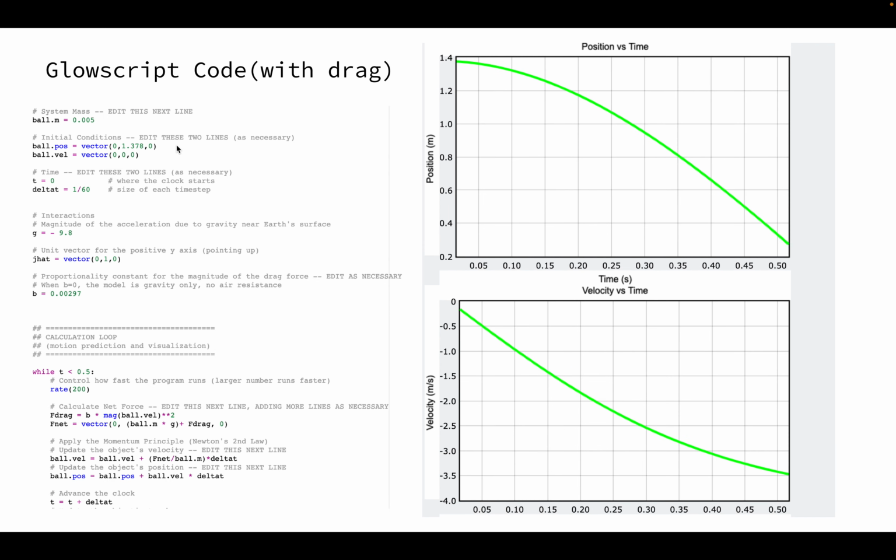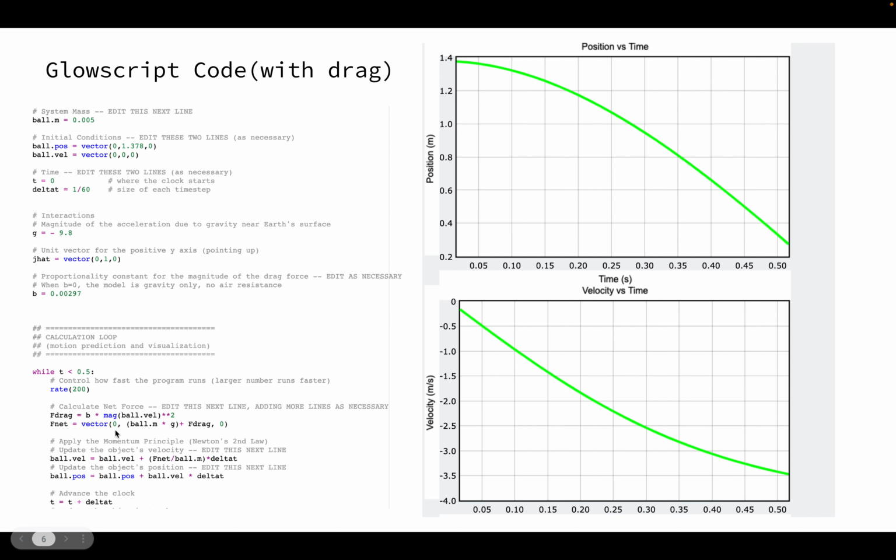Here's my GlowScript code with drag. As you can see, most things are the same. My position vector, which I didn't mention before, is 1.378. That is because that is my initial position in my Tracker video. But the only difference right here is that I have a drag constant of 0.00297, and I found this out by inputting drag values until I got a graph that was representative of the data that I got in my Tracker video. And as you can see, I updated it so that my force of drag is the constant times the ball's velocity squared, and that is the way we calculated the force due to drag in this lab.